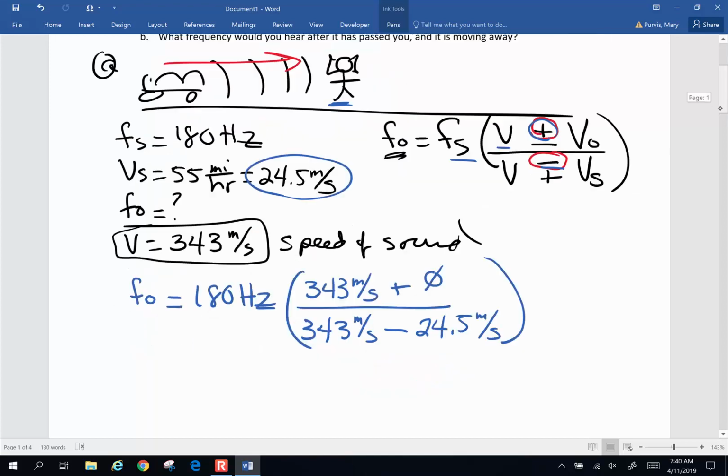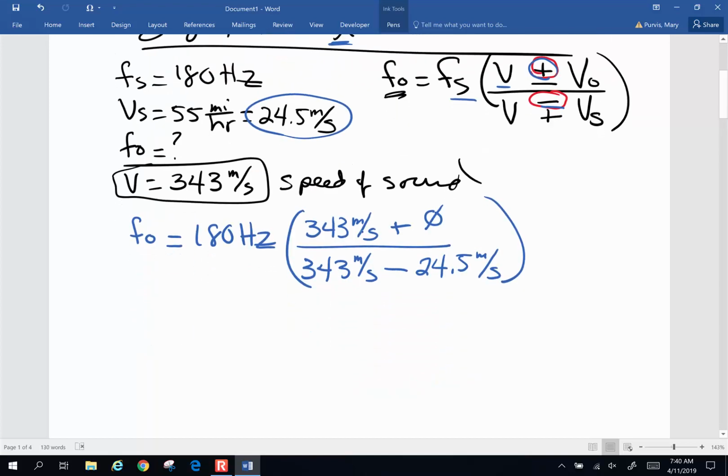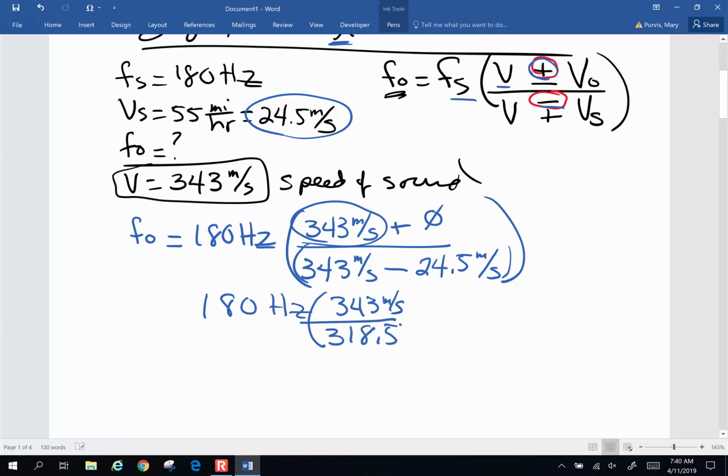And when I throw all of this in my calculator, remember, order of operations is important. The subtraction has to be done before the division. So an intermediate step would be 180 hertz times 343 meters per second divided by 318.5 meters per second. And when I do this, I get the frequency observed to be 194 hertz.